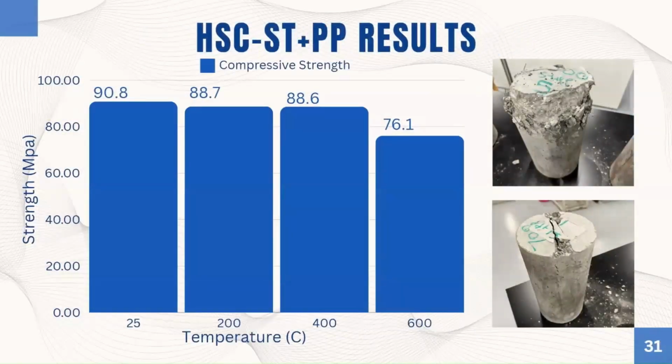Now, however, when we shift the results to the high strength steel fiber polypropylene mix design, we could see that at 25, 100 and 400 degrees, the results are similar to those of the high strength steel fiber mix design. However, at 600 degrees is when we start to see the effect of polypropylene fibers. As presented, we only dropped to 76 megapascals compared to the 28 megapascals that were achieved in the steel fibers mix design.